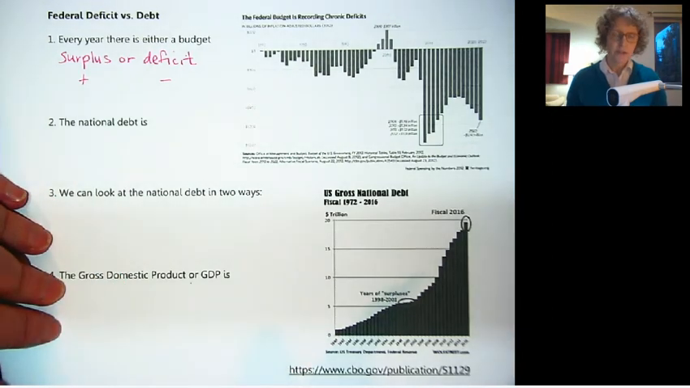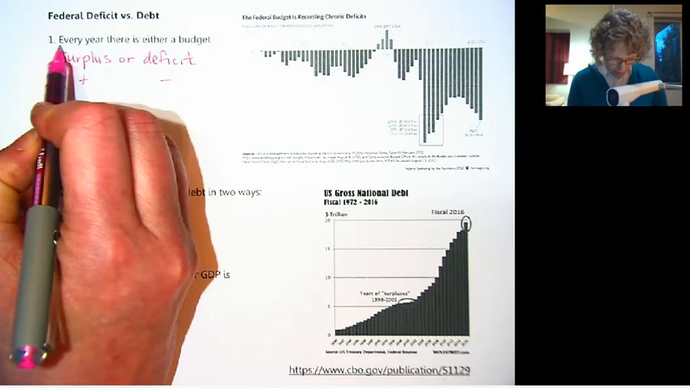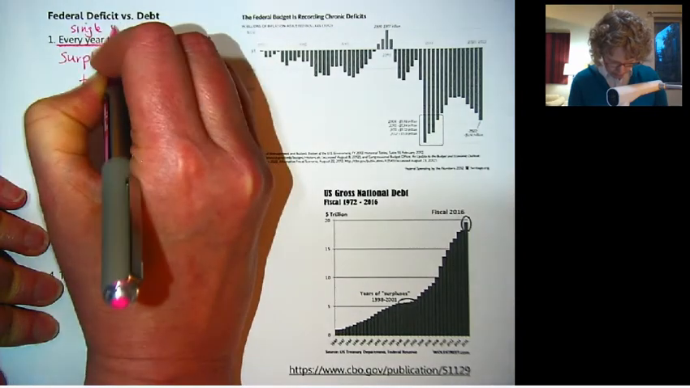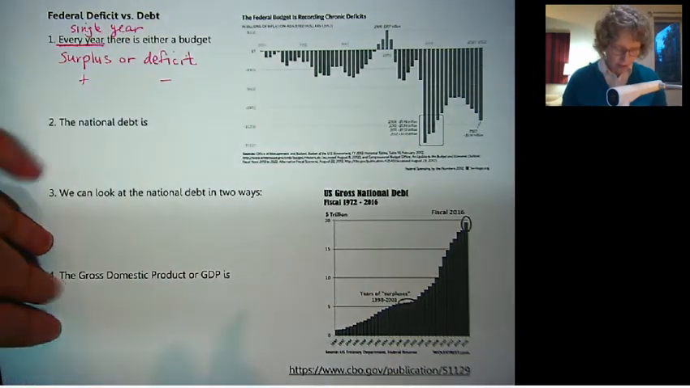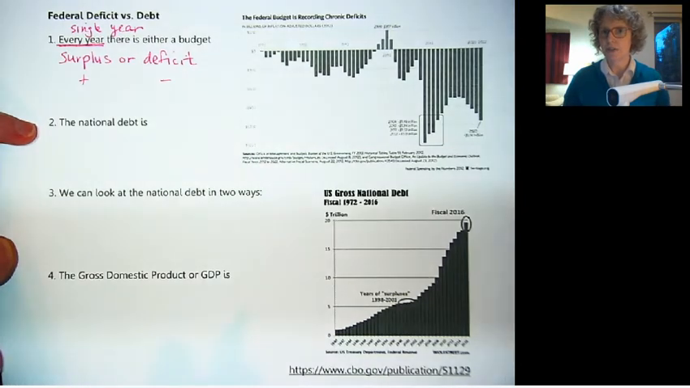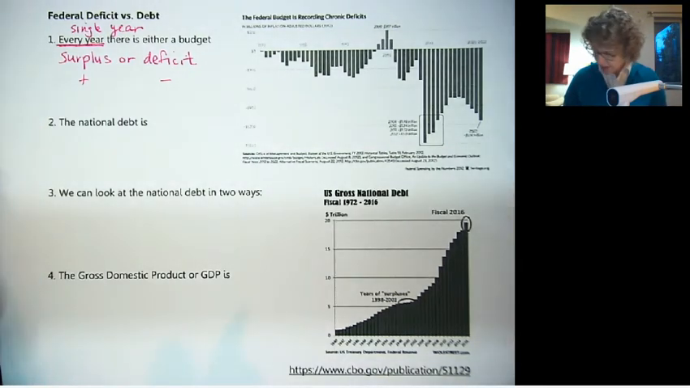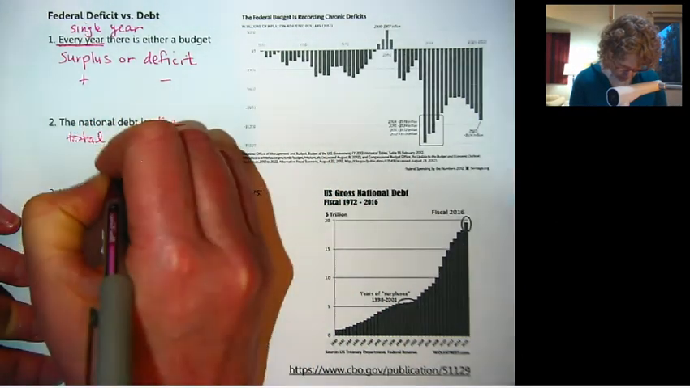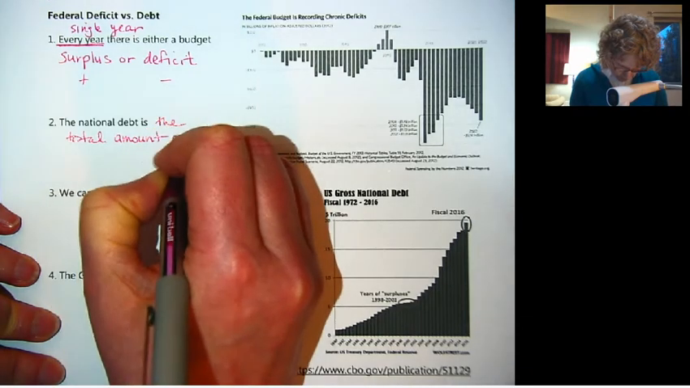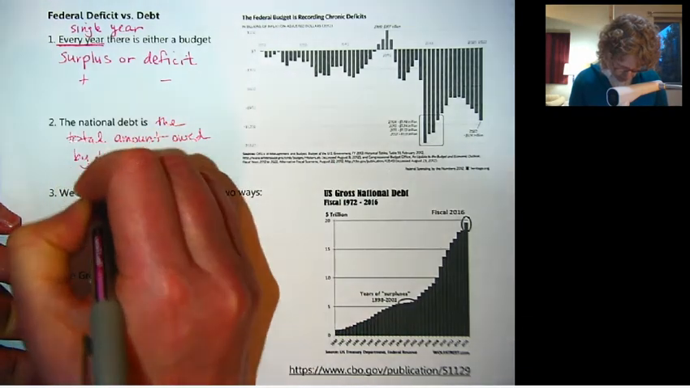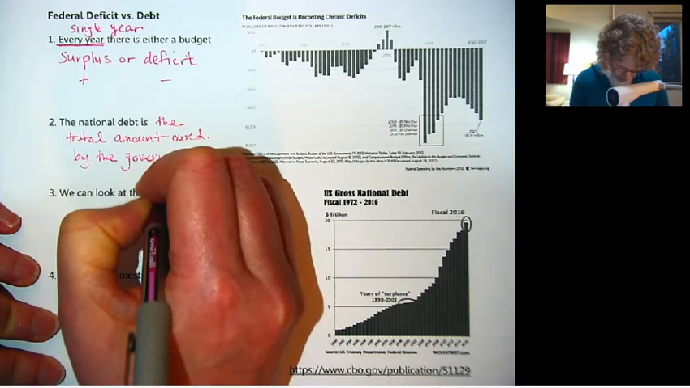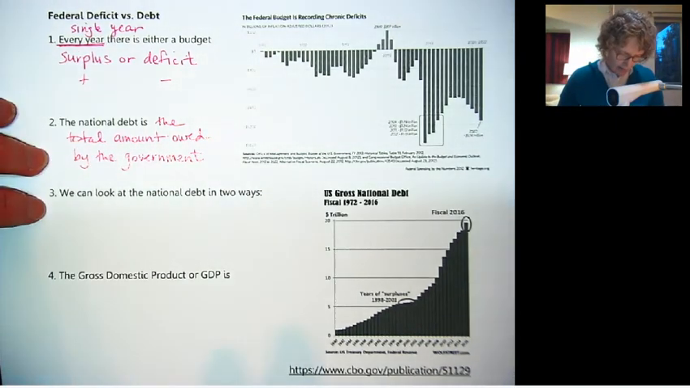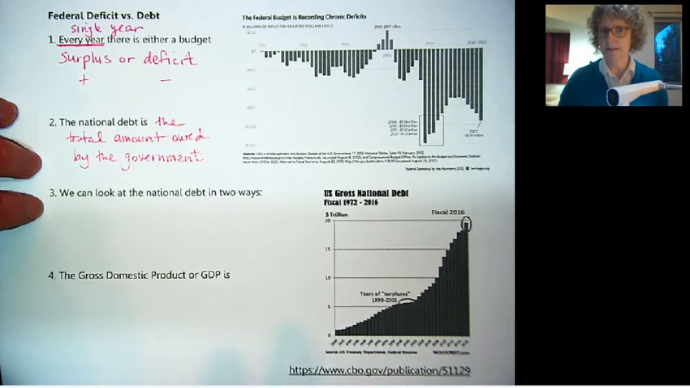Okay, so when we talk about deficit, we're talking about a single year. When we talk about debt, though, we're talking about the accumulation over time. Okay, so the debt is the total amount owed by the government. This could be for any country, really, but if we're talking about the U.S., then this is the total amount that the United States is in debt.